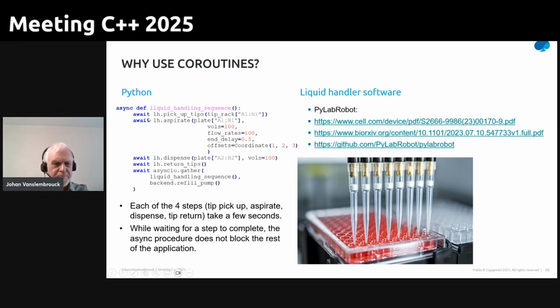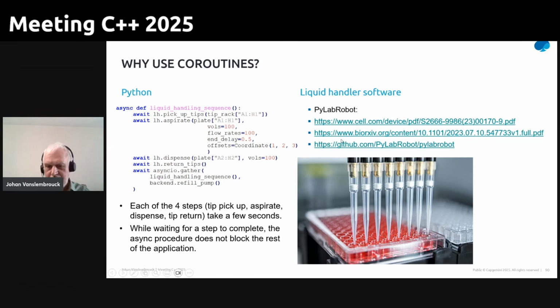But if you write it like this, in Python, you see it's async and await. It's a synchronous style of writing. But pickup tips can take a few seconds. The aspirate of your fluid can take some seconds. The same for the dispense because those tips have to move to another location. The return tips can take some seconds and so on. But you don't have to worry. This function, liquid handling sequence, is not going to block the whole operation because everything is using await.